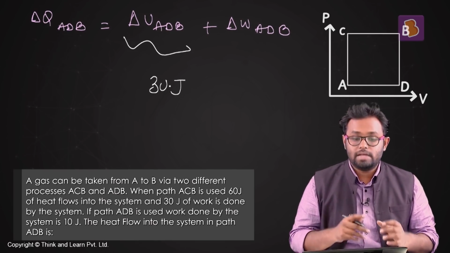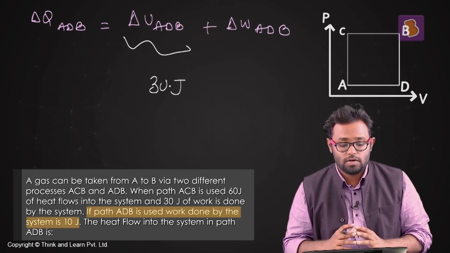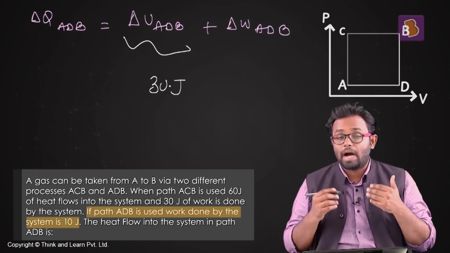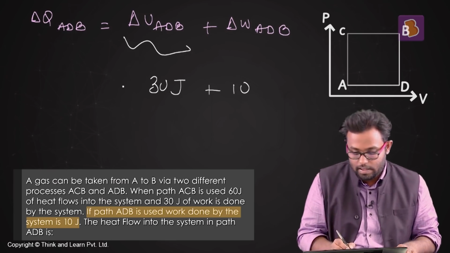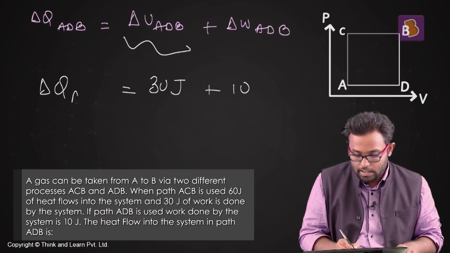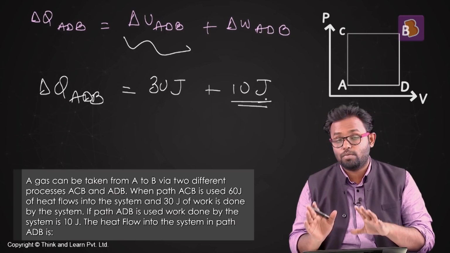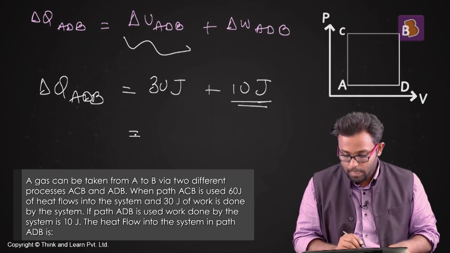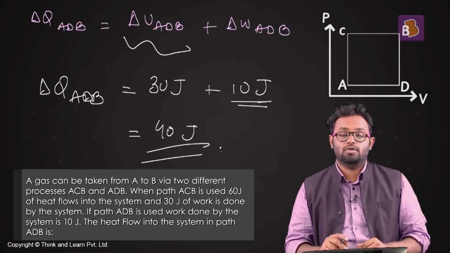Alright, but what is the heat supplied in the second case? So if the path ADB is used, work done by the system is 10 joules. So again, work done by the system is given as 10 joules, and heat is not known. So we have to find that. So delta Q ADB is what we have to find, and this is again 10 joules. I'm taking it positive because something is done by the system, right? So this is equal to 40 joules, and that's how you solve a problem of thermodynamics.